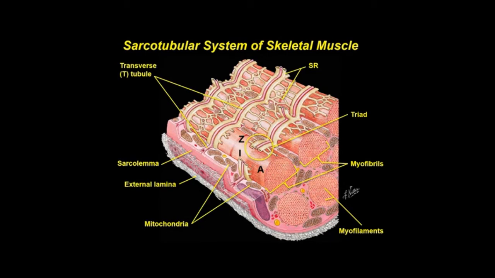The sarcotubular system is composed of the sarcoplasmic reticulum, or SR, and transverse, or T-tubular system. SR is an elaborate anastomosing network of tubules and cisternae surrounding myofibrils. T-tubules are invaginations of the sarcolemma. At regular intervals relative to sarcomeres, two flattened sacs of the SR, known as terminal cisternae, closely associate with the central T-tubule and form a muscle triad, which is the main site for excitation-contraction coupling.